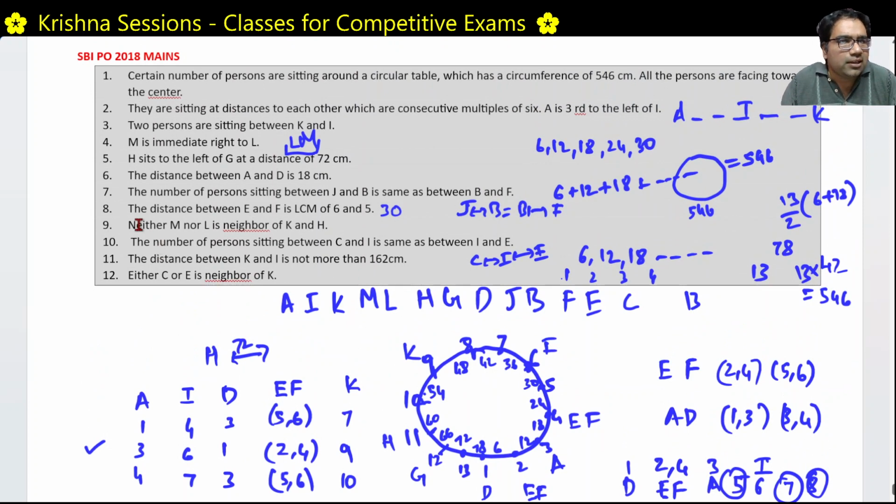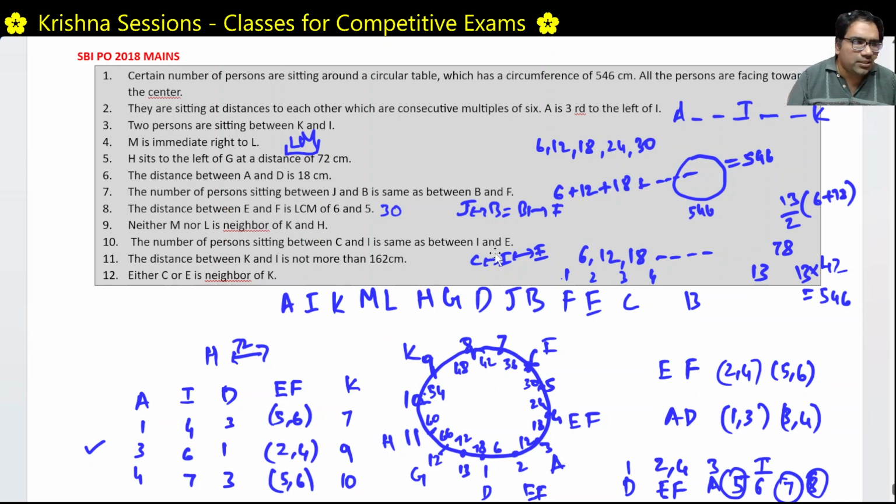But the problem is M and L cannot sit next to K. This is K. 9 is K. M and L cannot sit next to K. So this is a contradiction. What does that mean? When we chose A, we reached a position where we are able to accommodate D, then E, then F, then I, then K. H, G was already accommodated, but M and L, no, they have no space because they cannot sit next to K. But there is no space for them apart from these two positions. They have to sit together, but they cannot sit next to K.